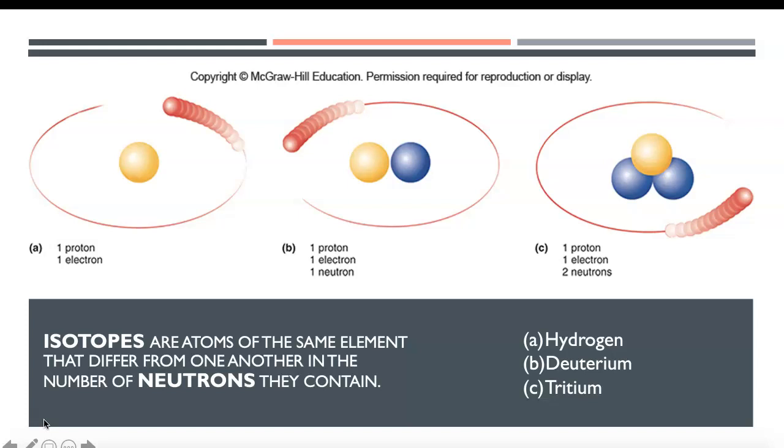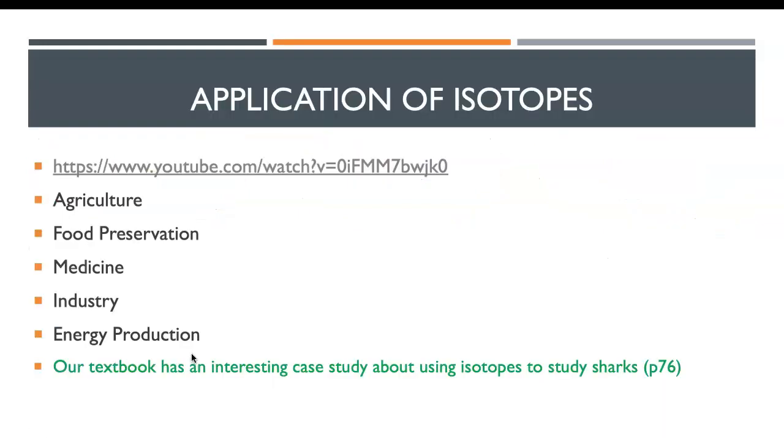Sometimes we call those heavy hydrogen. So this is one example of isotopes. And I have a fun video. Please check this out. I will link this to the D2L. You can see the application of isotopes. Not all elements have isotopes, but some of them do, and they are widely used by human beings in various applications. And our textbook has an interesting case study about using isotopes to study sharks, so please check it out.